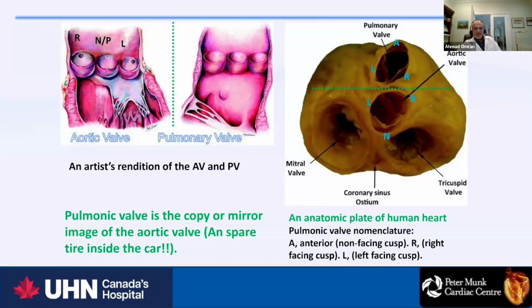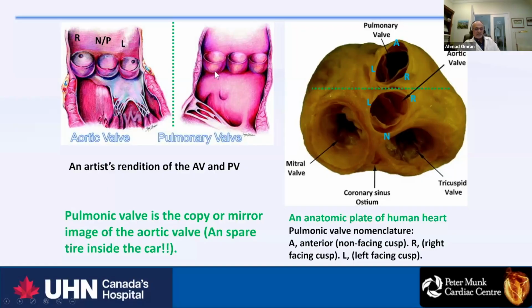So what is the rationale behind the Ross operation? The pulmonic valve is the exact copy of the aortic valve in a human being. You see this aortic valve, right cusp a little bit bigger, non-cusp and left cusp. If you put a mirror here, the pulmonic root or valve is exactly the mirror image of the aortic valve. Looks like God or nature put another spare valve of the aorta in our body. So that's the pulmonic valve.